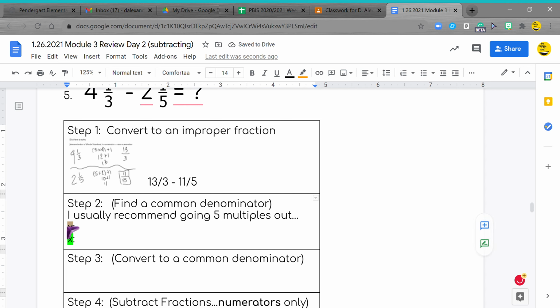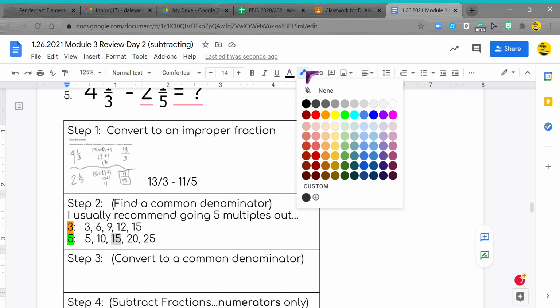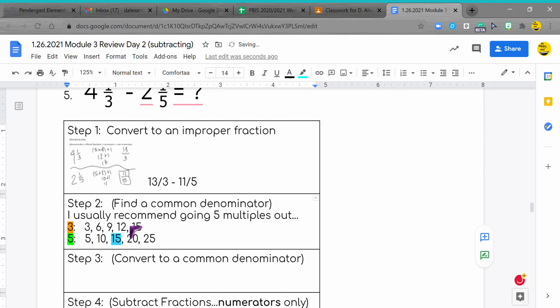So I need a 3, need a 5. Okay, if you don't know what the common denominator is, you could go ahead and write out the numbers. 3, 6, 9, 12, 15, 5, 10, 15, 20, 25. Yes, it is 15. Great job. I feel you guys are getting this part real well. Keep it up.